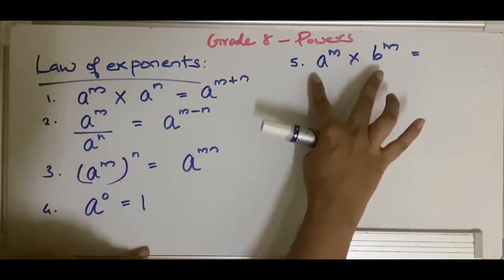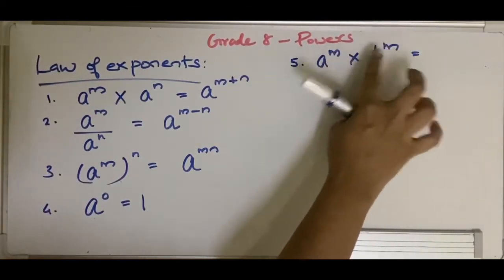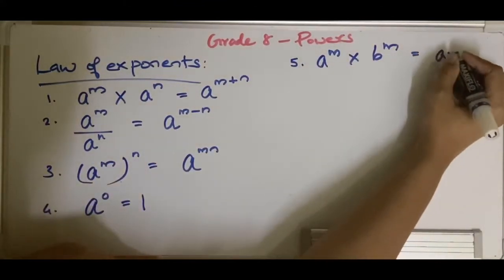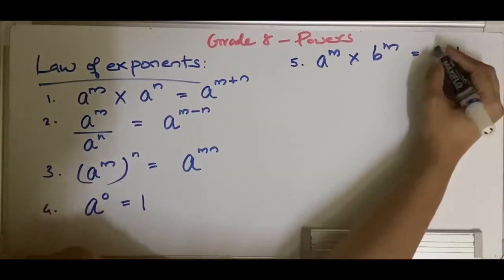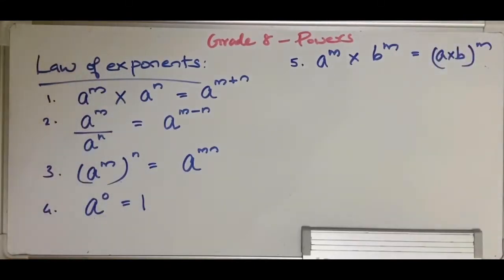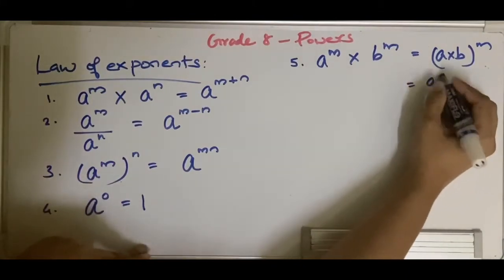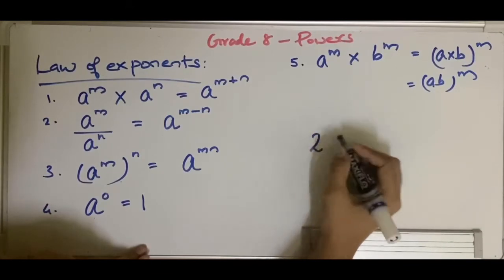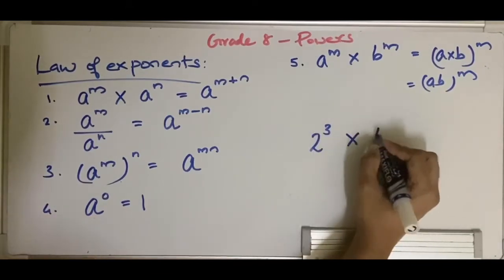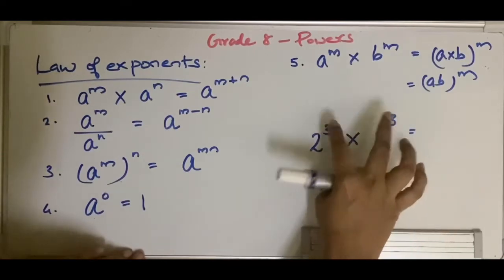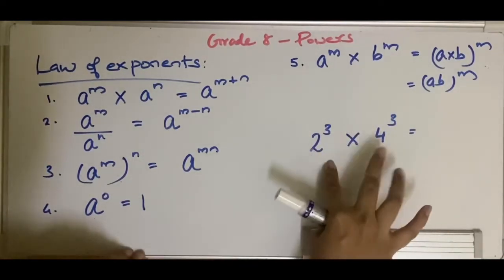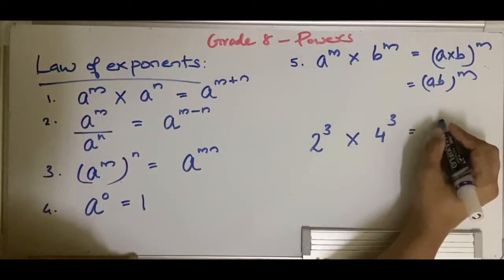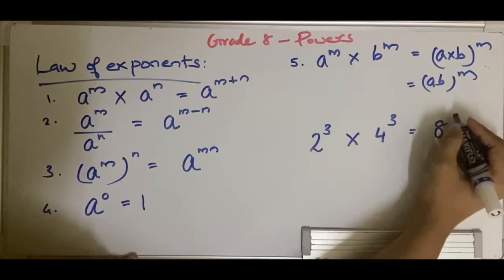The next law is a raised to m multiplied by b raised to m. Here you can see that the base numbers are different but the powers are the same, right? And it's multiplication, so you can simply multiply the base numbers, which means ab, whole raised to m. So your answer would be ab whole raised to m. If we had the question 2 raised to 3 multiplied by 4 raised to 3, here the powers are the same, right? So you simply multiply the numbers and write the same power: 2 times 4 is 8, raised to power 3.